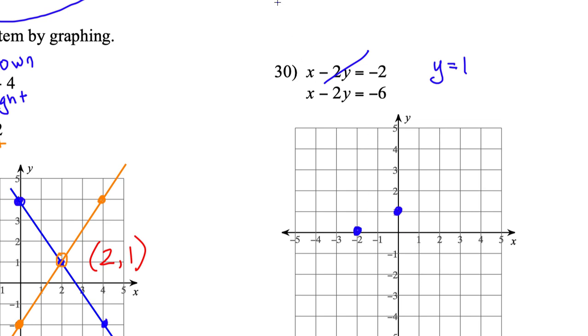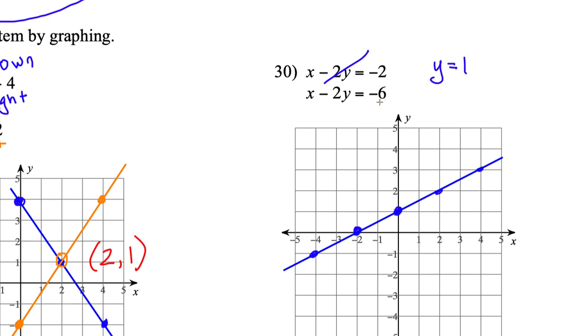And then I can graph a line that goes through there. And you can see the slope, therefore, is right 2, up 1. So that means I can just continue the pattern, right 2, up 1, right 2, up 1, left 2, down 1. And I have a bunch of points that makes a very, very accurate graph. There we are.